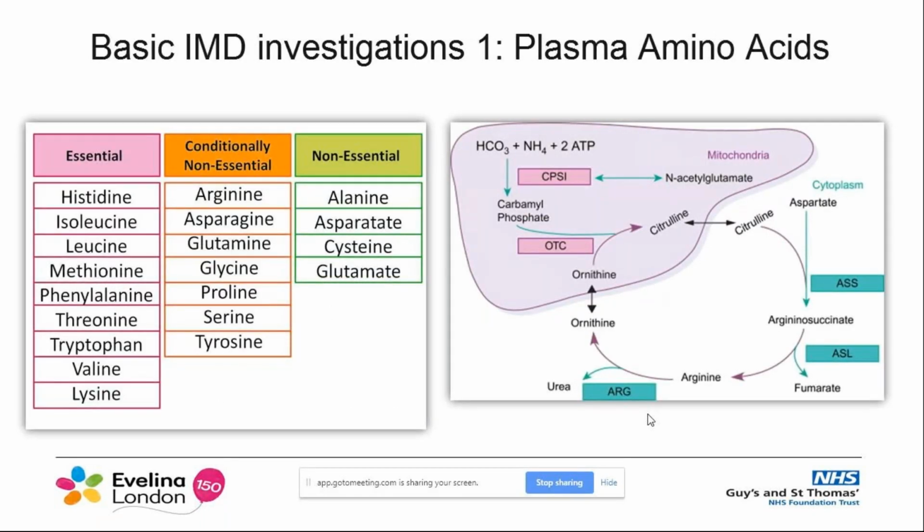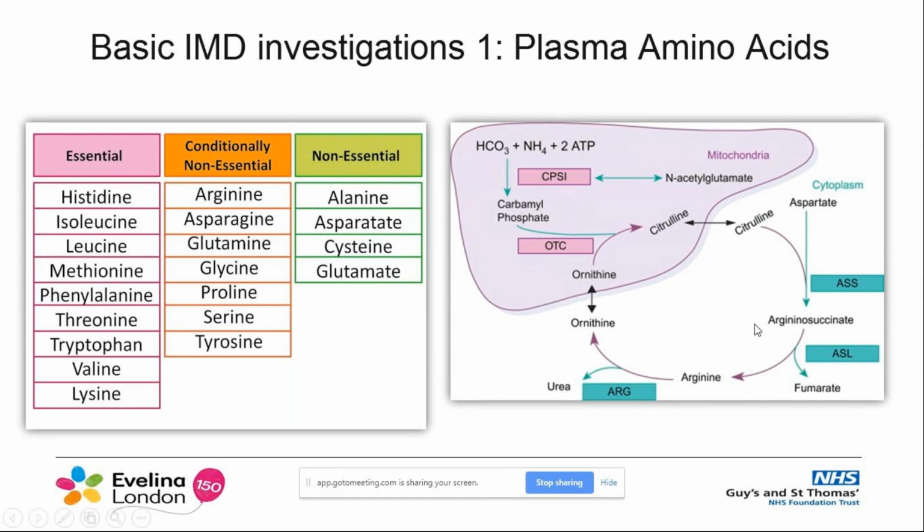So basic investigations we may ask you to send: plasma amino acids, when you're asked to send them. These are what we're measuring. Well, we say 20 amino acids, there are a few more, but we have essential amino acids, which means that they are not made, and you need to take them in your diet. And then conditionally non-essential, essentially.